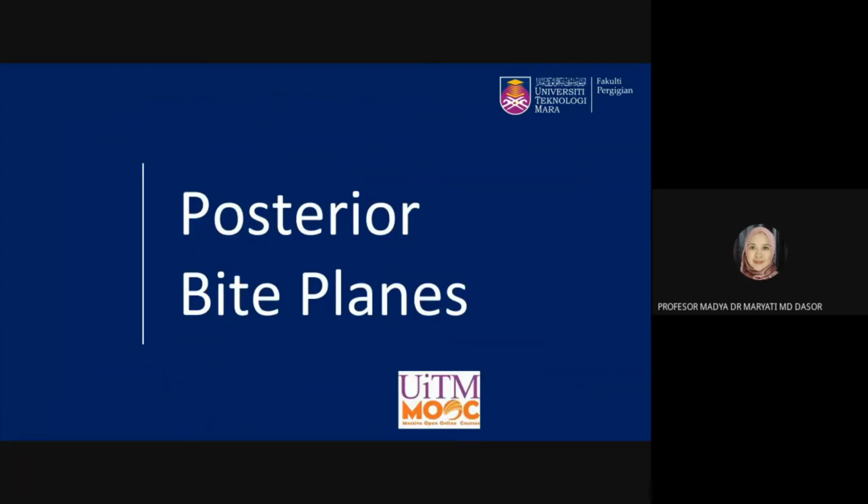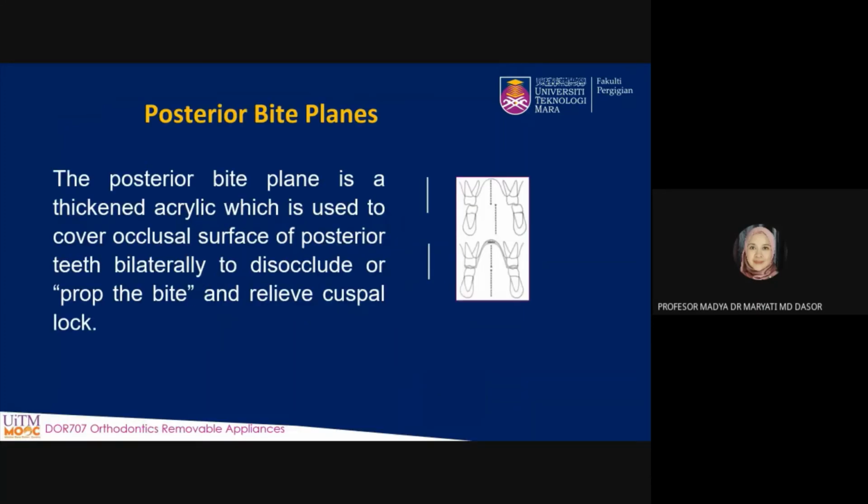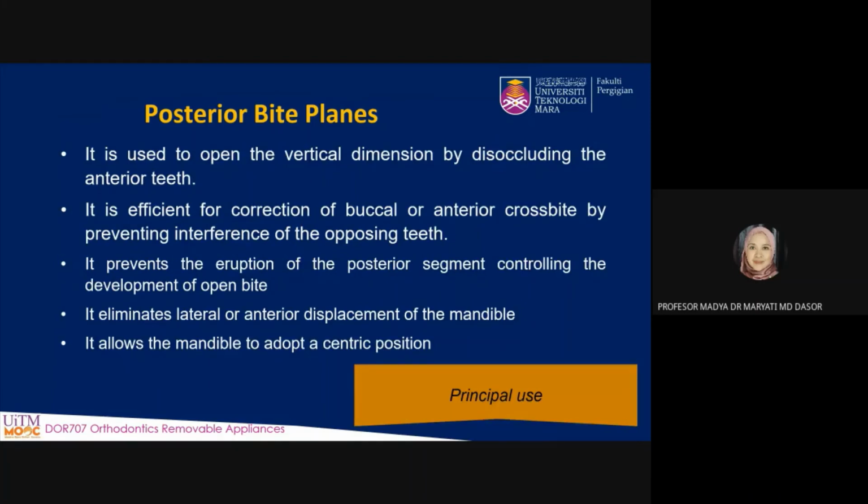Let's go to the second type of biplane, which is the posterior biplane. Posterior biplane is a thick acrylic which is used to cover the occlusal surface of the posterior teeth bilaterally to disocclude or prop the bite and relieve cuspal lock. The principal use of posterior biplane is to open the vertical dimension by disoccluding the anterior teeth. It is also efficient for the correction of buccal or anterior crossbite by preventing interference of the opposing teeth.